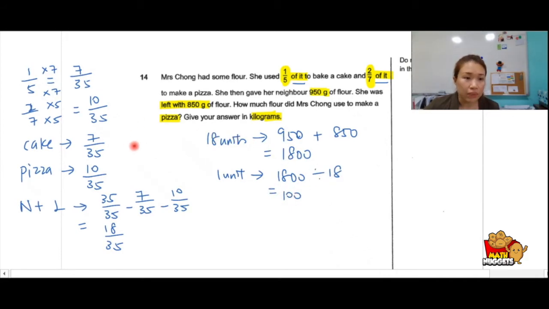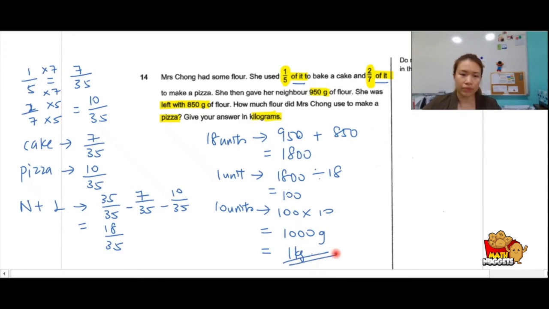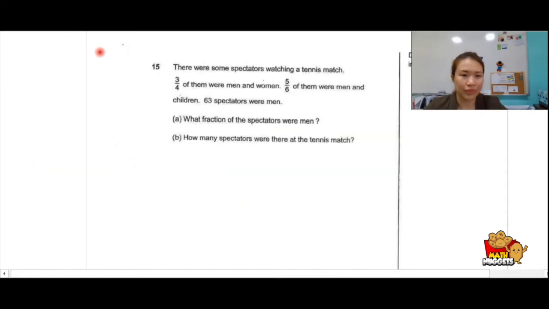To find the pizza, 10 units. 100 times 10, which is 1,000. Now this is in grams. I'm going to convert this. This is 1 kg. Question 15.